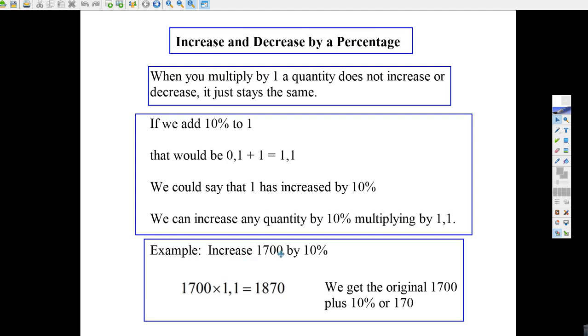Here's an example. Say you have 1,700 Rand. You want to increase it by 10%. You just go 1,700 times 1.1. And your calculator says 1,870. But it should make sense to you.